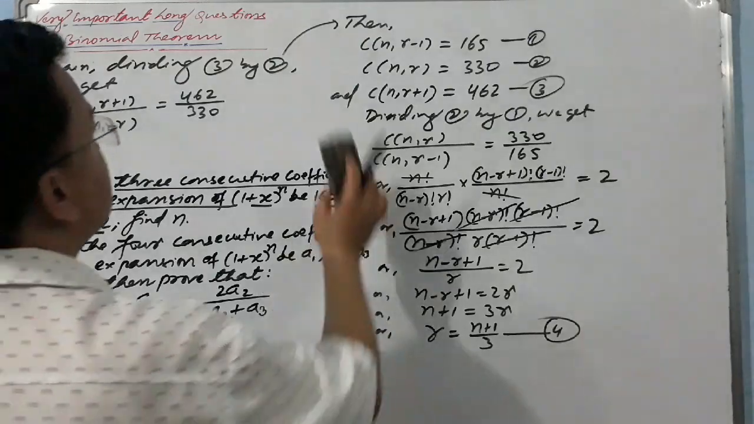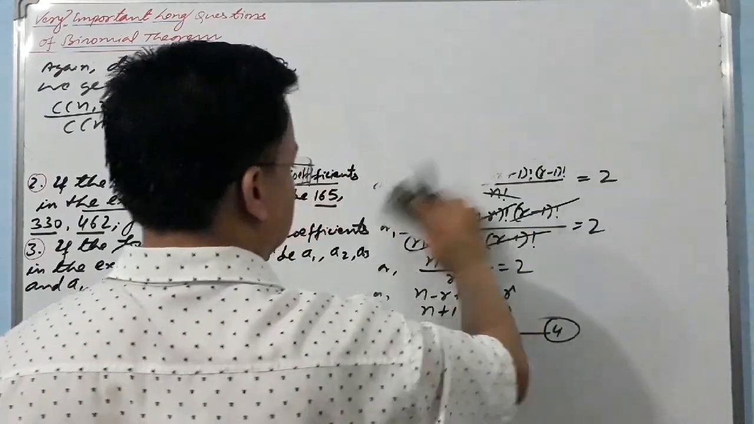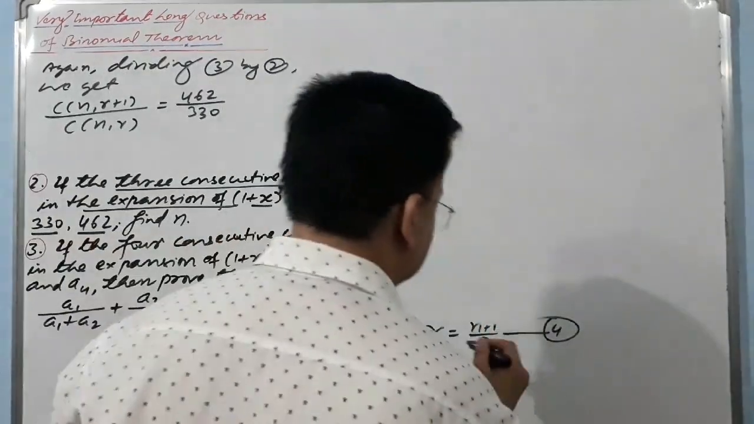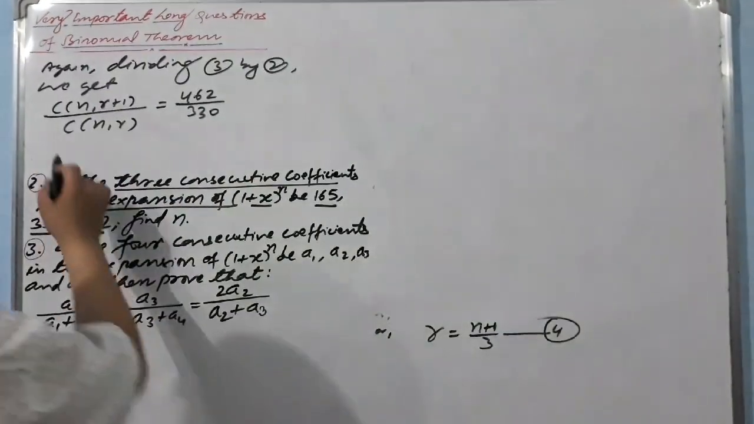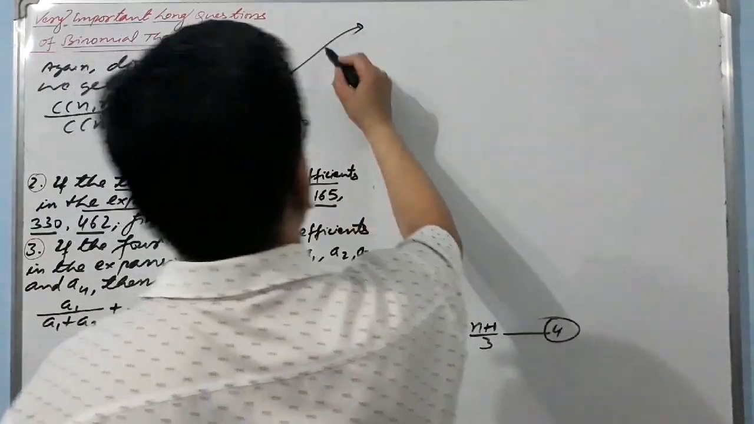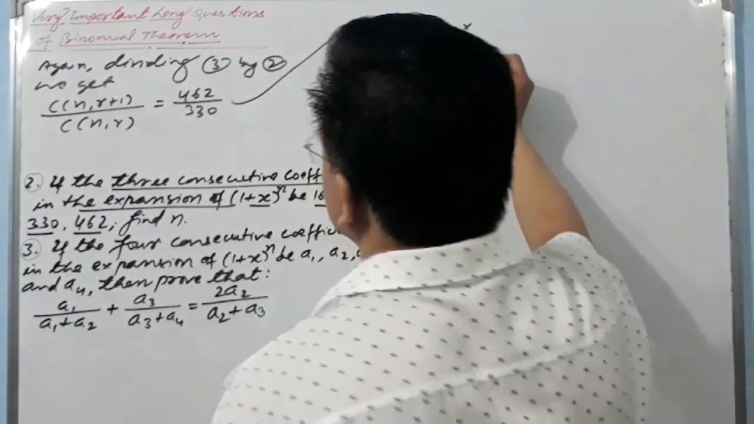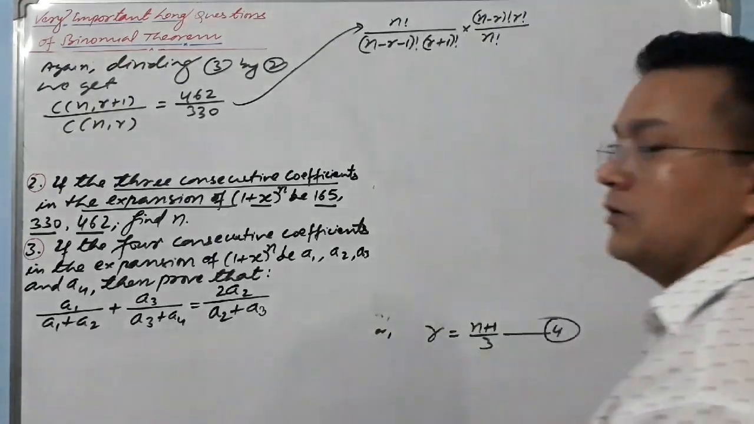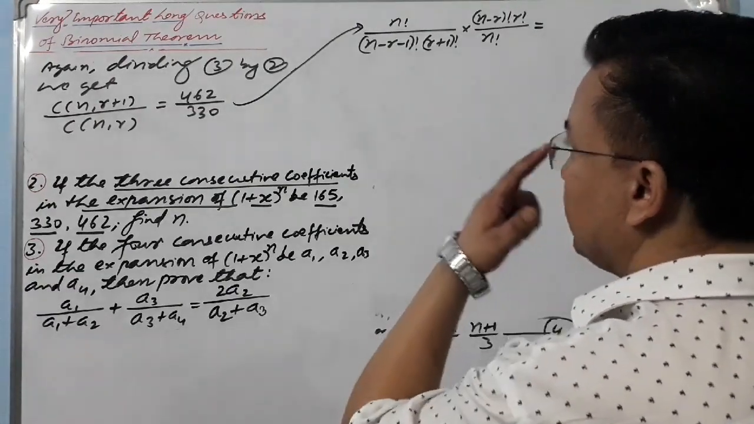I need space, so I'm going to make room. I only need this result. So here, n factorial over (n minus r minus 1) factorial, (r plus 1) factorial, times n factorial over (n minus r) factorial, r factorial. Right? Now I think you understood. This is equal to 330 over 462.